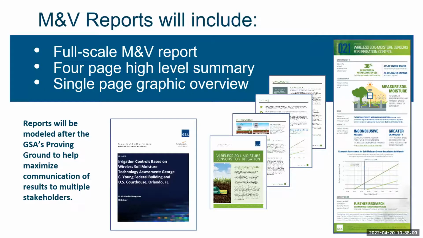Next slide, please. So again, we modeled ourselves after the GSA's Proving Ground and other sister programs. So we're going to have four reports. One is, as I said, a full-scale M&V report that captures all the evaluation work that we've done as part of this work. And then a 4-page high-level summary that captures the highlights for the project, and a single-page graphic overview. So if you want to see what these look like, you can go to GSA's Proving Ground website. You'll get a sense of what these look like.